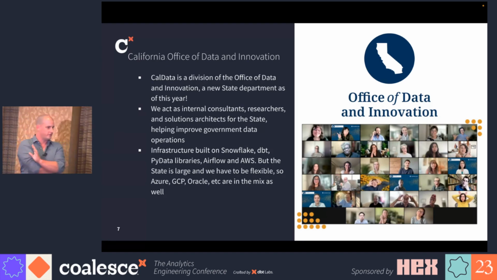One consequence of this is that we are not the long-term product owners for any of the data work we do, and so capacity building and training are a huge part of our projects and client engagements. Our infrastructure is built on Snowflake, DBT, some PyData stuff, Airflow, AWS, but the state is absolutely enormous, and so we have to be flexible. There's a certain amount of Azure, GCP, Oracle in the mix as well.